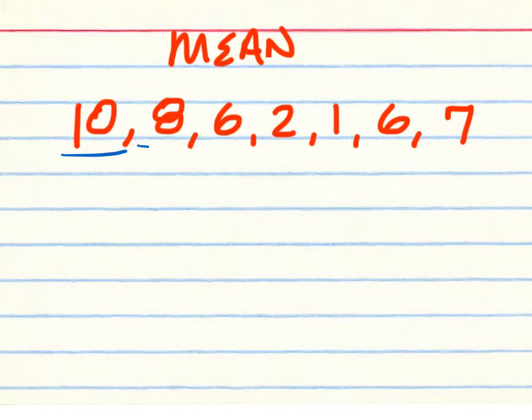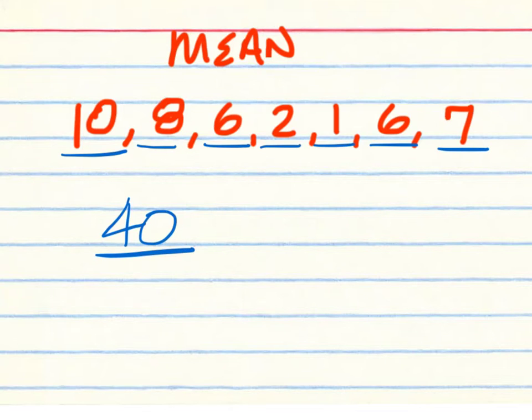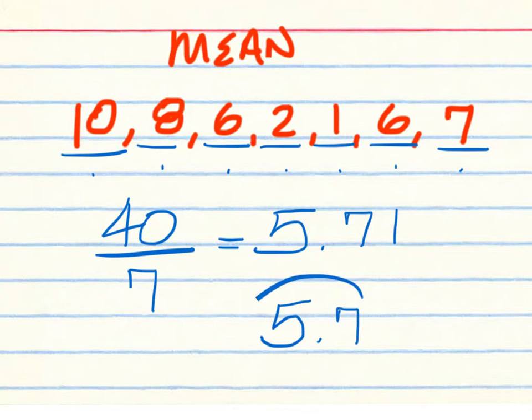Add these up, and you have 10, 18, 24, 26, 27, 33, and 40. And we have a total of 1, 2, 3, 4, 5, 6, 7 numbers. 7 into 40 will go 5 times for 35 with 5 left over, and then 7 times for 49 with 1 left over, and that becomes a 10, so it goes in once. You have 5.71, and if you round to the tenths place, you get 5.7.